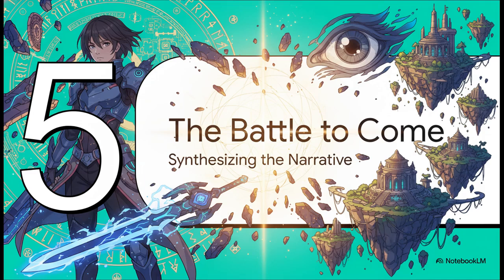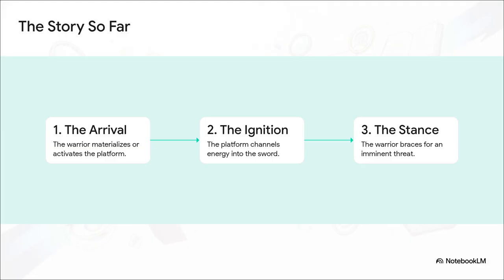So, we've looked at the warrior, his weapon, and his world. Now let's put all the pieces together and try to reconstruct the story of this single, powerful moment. Piecing it all together, this is what we think we're seeing. First, the arrival. The warrior appears or activates this platform. Then, ignition. The platform acts like a charging station, just pumping energy into the sword, bringing it to full power. And finally, the stance. He plants his feet, grips his weapon, he's preparing for impact. He isn't attacking, he's bracing.